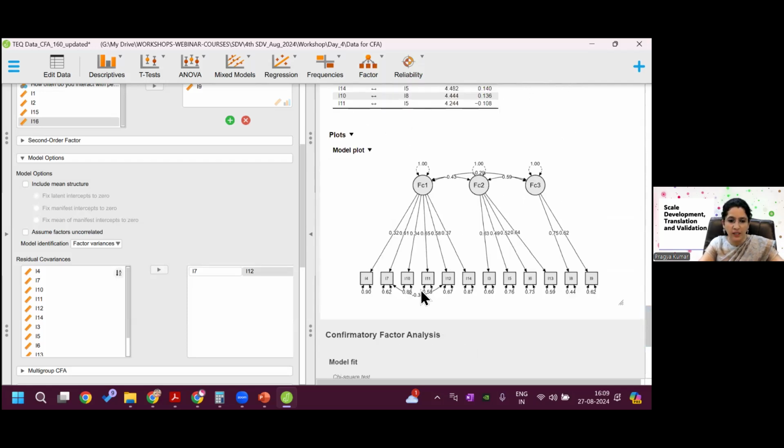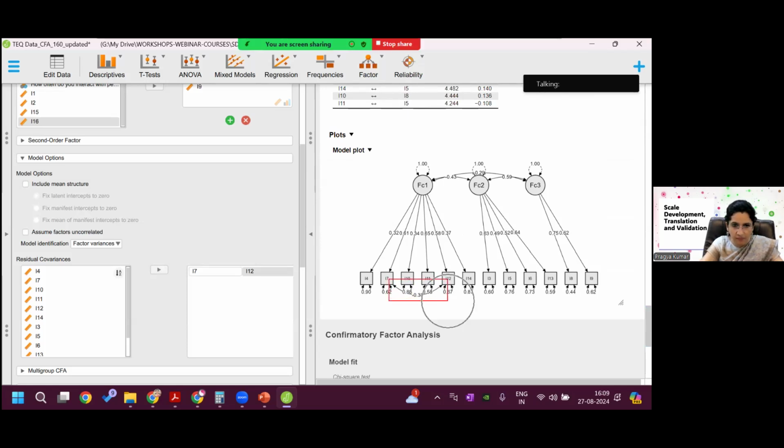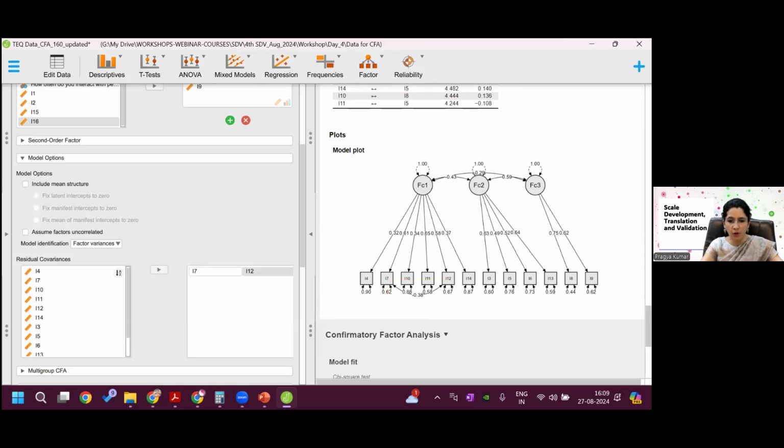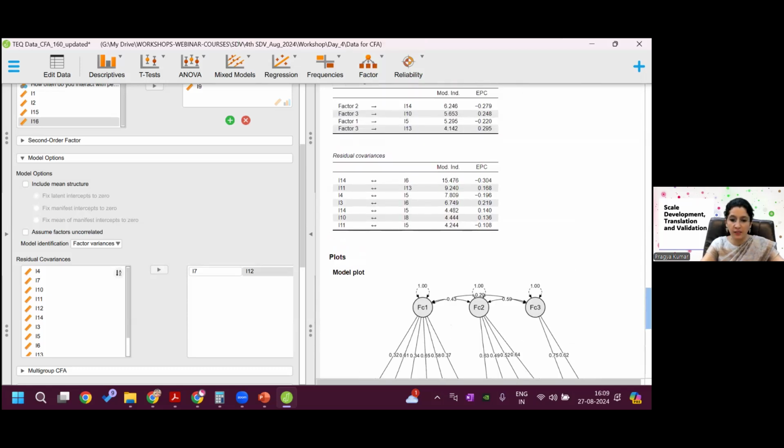So can you see now there is a line appearing in between factor 7 and factor 12? Can you see this line? Is it visible to everyone? Now, if I have attached these two, my model fit measure will improve a little bit, not too much because the modification index was less. That has disappeared from here because I have entered these two here.